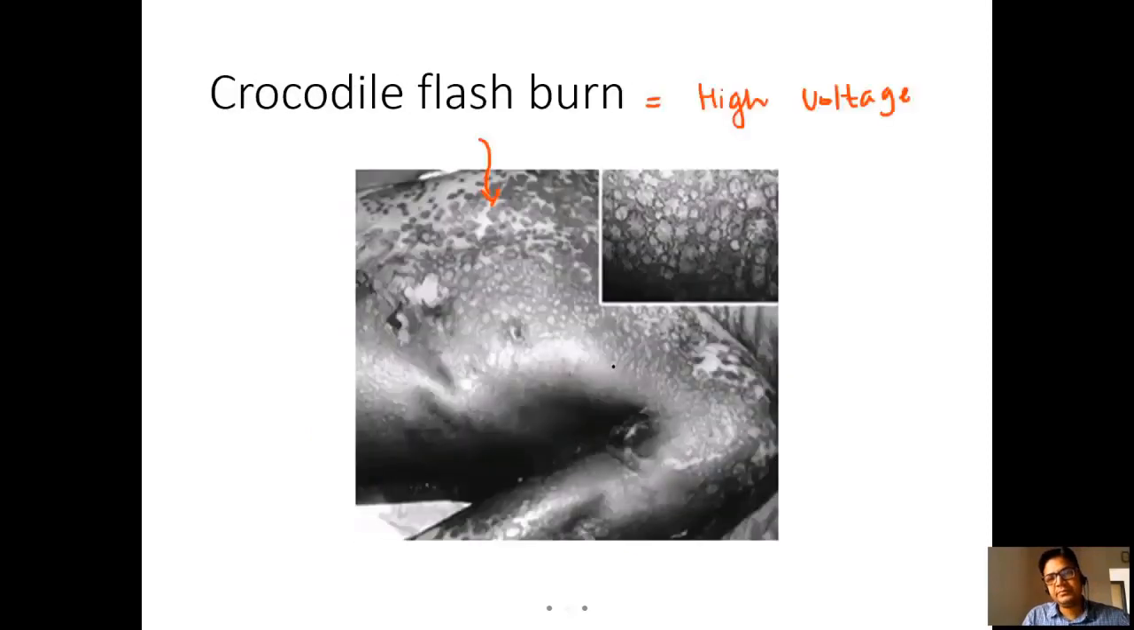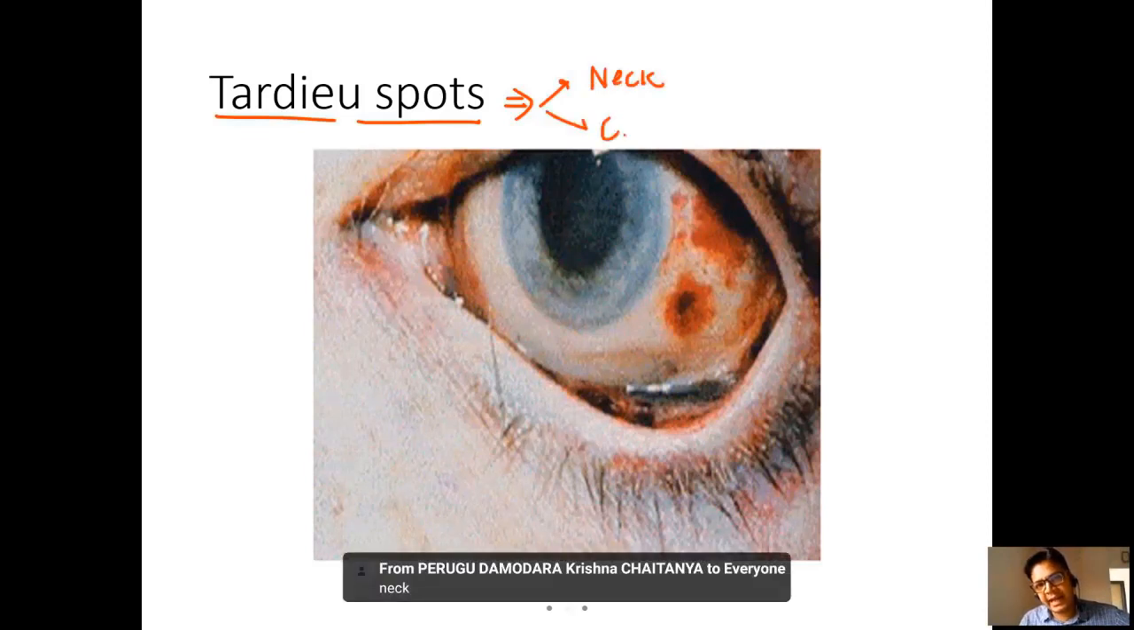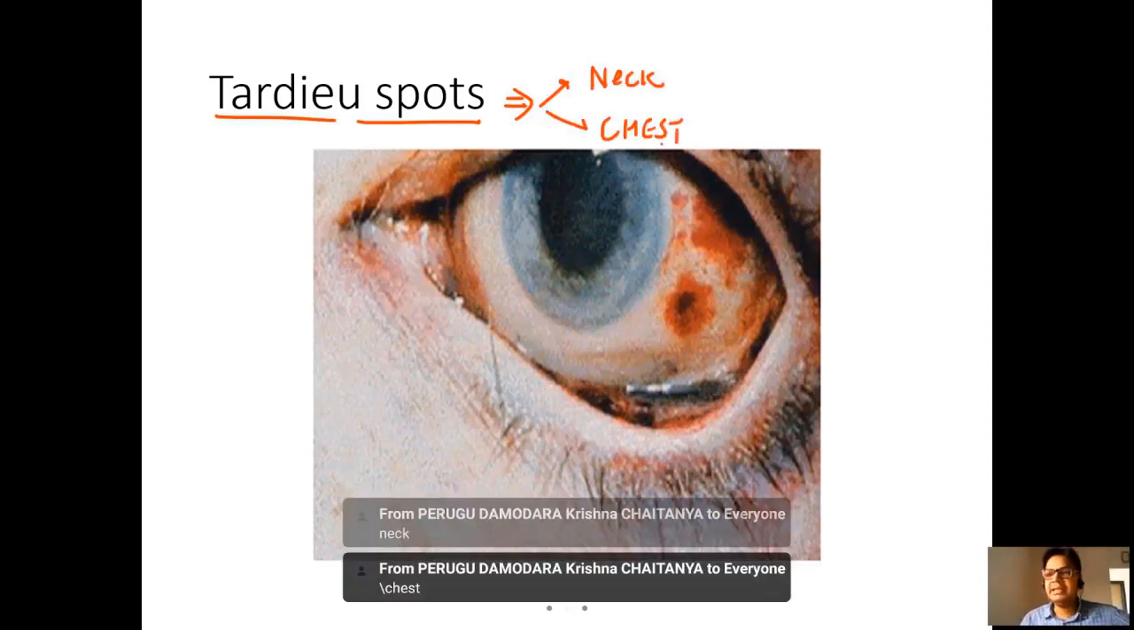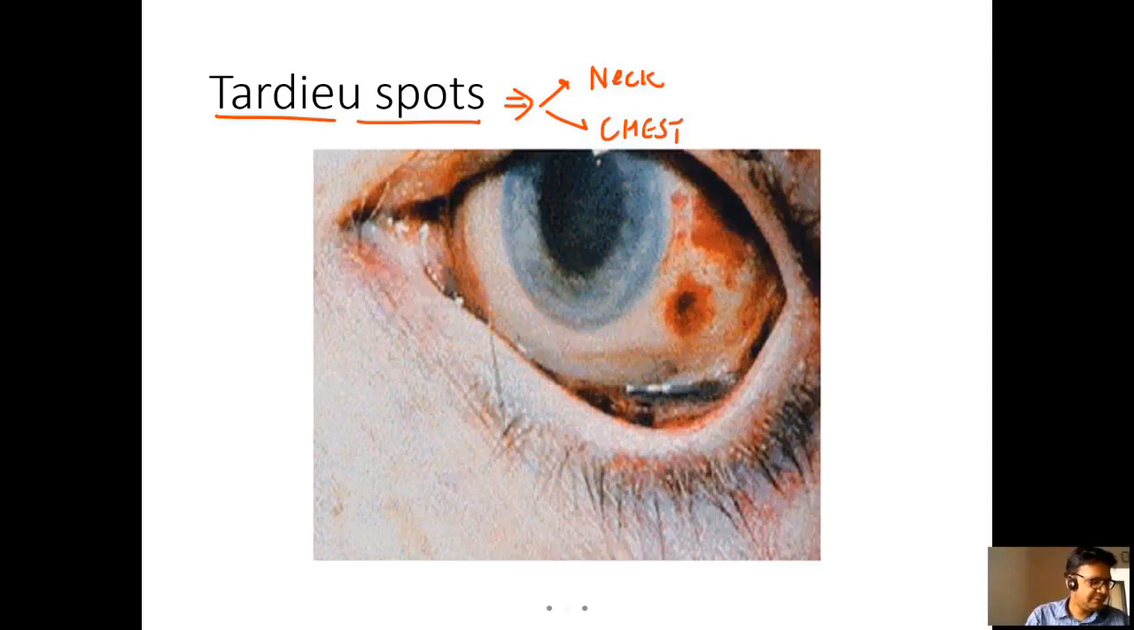As I told you, this is a Tardieu spot. Tardieu spots are petechial hemorrhages seen in the conjunctiva in which asphyxial death? Death in which neck and chest are compressed. If you get this image, Tardieu spots are an image of asphyxial death where neck and chest are compressed. The most common site is the conjunctiva.